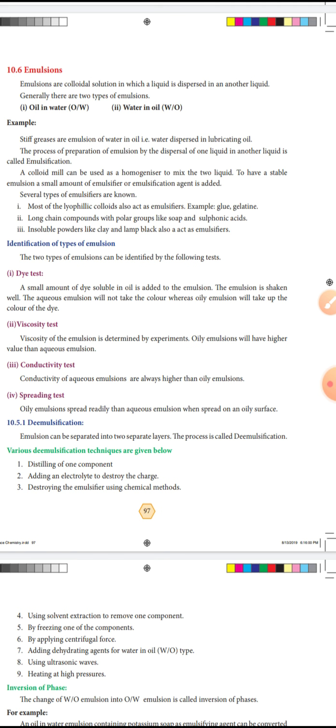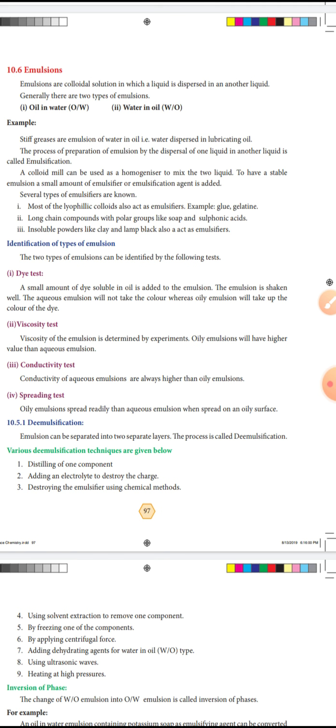So how to remove that emulsification? The first one is distillation of one component. Then the second method is adding an electrolyte to destroy the charge. Then the third one is destroying the emulsifier using a chemical method. We know the three types of emulsifier, so we want to add that emulsifier.